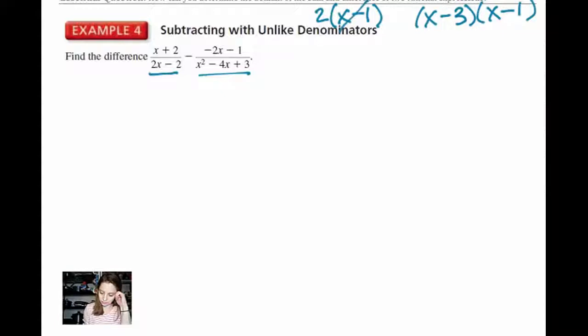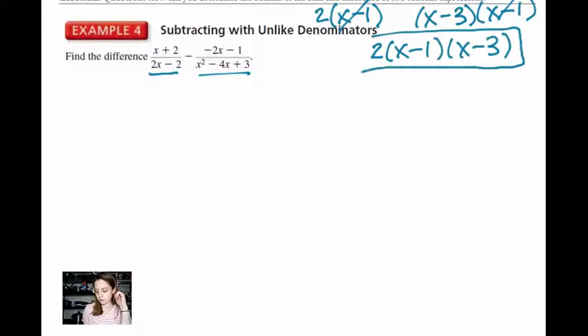Okay, in example 4, we'll be subtracting with unlike denominators. After doing the previous example with a common denominator and the least common, I prefer the least common. I want to do all my work up front and not at the end. So I'll have to find the least common multiple of these two denominators. I have 2 times x minus 1 and x minus 3, x minus 1. So 2 times x minus 1 times x minus 3 is my common denominator, my least common denominator.